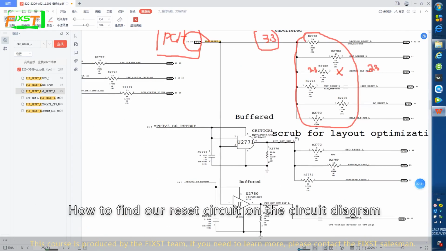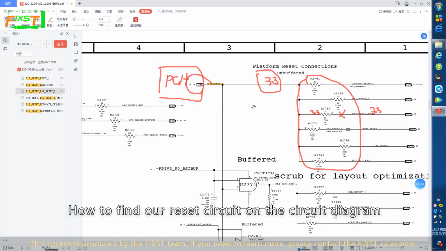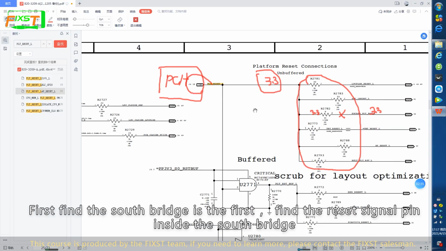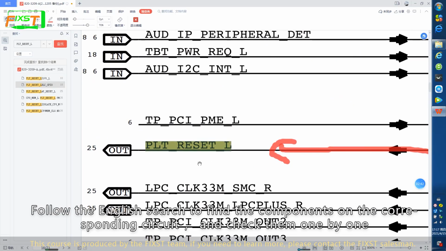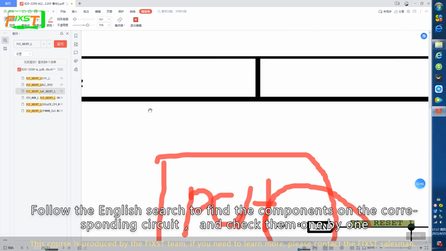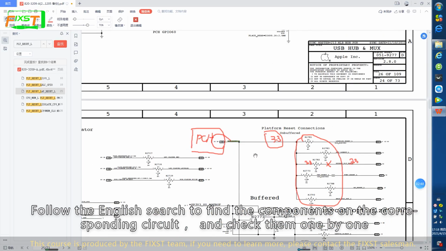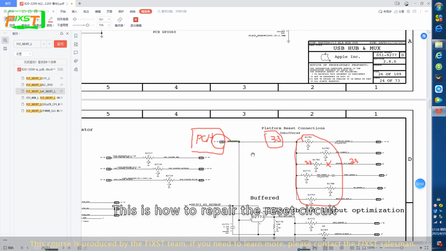How do we find our reset circuit on the circuit diagram? First, find the Southbridge. Second, find the reset signal pin inside the Southbridge. Then follow the English name to find the components on the corresponding circuit and check them one by one. This is how to repair the reset circuit.